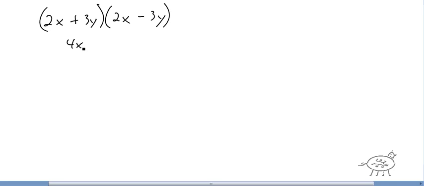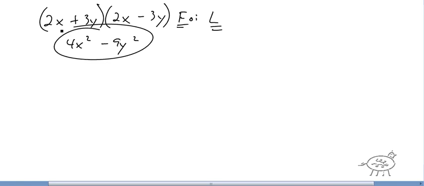Let's try one with two variables. No big deal. If I do 2x plus 3y, it'd be 2x, and of course this has to be minus 3y. The same kind of problem, right? 2x times 2x is 4x squared. Again, they're opposites, so I just have to do the first and the last. So 3y times negative 3y is negative 9y squared. That's it.